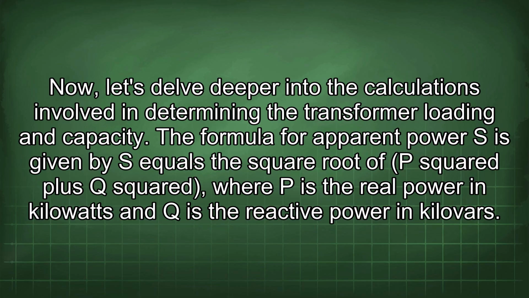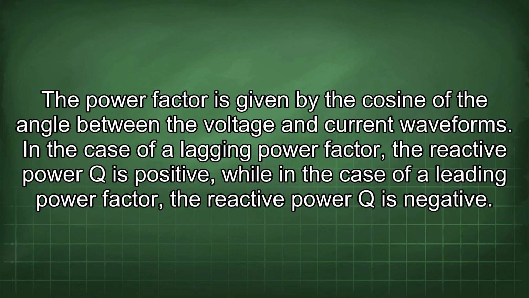Now let's delve deeper into the calculations involved in determining the transformer loading and capacity. The formula for apparent power S is given by S equals the square root of P squared plus Q squared, where P is the real power in kilowatts and Q is the reactive power in kilovars. The power factor is given by the cosine of the angle between the voltage and current waveforms. In the case of a lagging power factor, the reactive power Q is positive, while in the case of a leading power factor, the reactive power Q is negative.